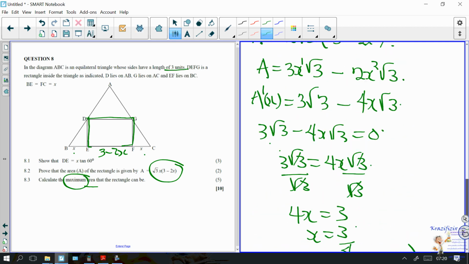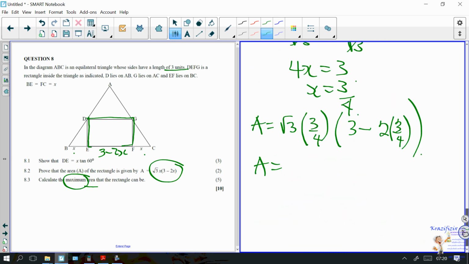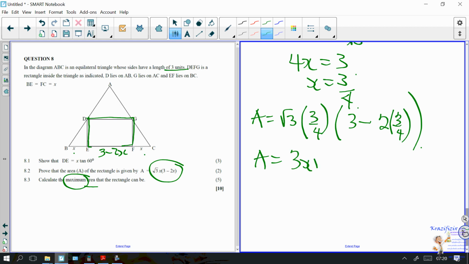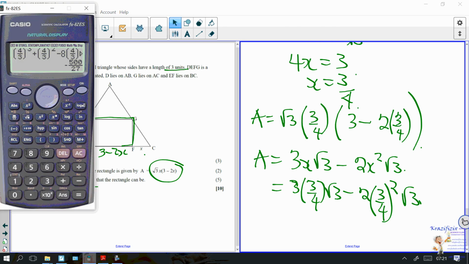Let's go back again to our area. We solve this by saying 3x root 3 minus 2x squared root 3. We did this. And this gives you what? 3 multiplied by 3 over 4 root 3 minus 2 times 3 over 4 squared root 3. Whichever way, you would get the same answer. Let's quickly see.